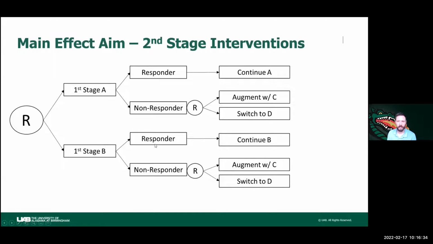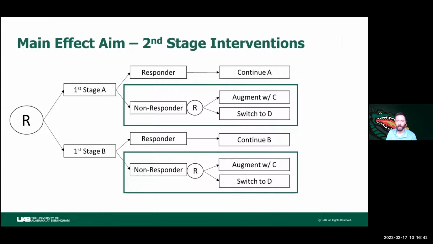The main effect of second stage interventions only includes participants identified as non-responders at that decision point, right? So now the question is, among non-responders to initial treatment, is it better to augment initial treatments with C or switch to treatment D? I should show up, switch to augment with C, switch to D. I'll get my animations right here.